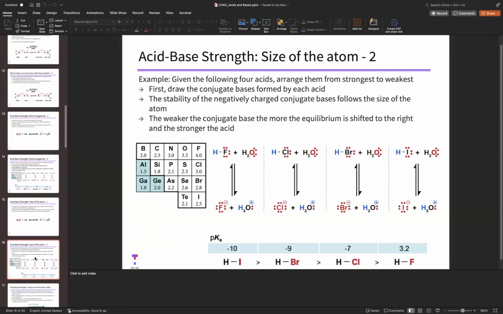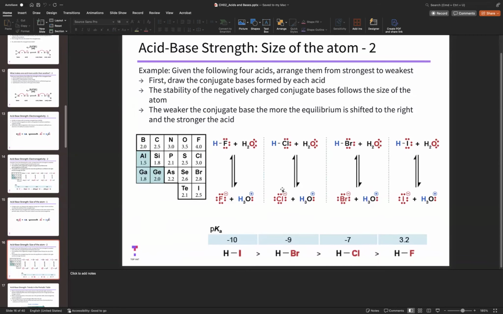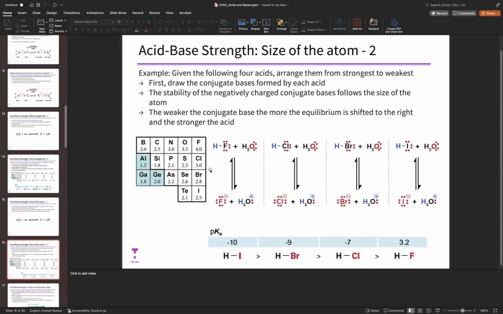When it comes to the size of the atom, we have an example here. We are looking at this last vertical column. The size of the atom determines the trend vertically, okay, while the electronegativity determines the trend horizontally. Right? So here we have HF versus HCl versus HBr versus HI. HF is the acid made with fluorine. HCl is the acid made with chlorine. HBr obviously with bromine, and the last one with iodine. What is the trend here? Look at the pKa values.